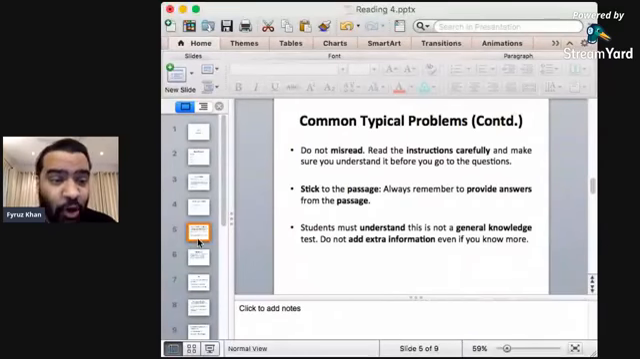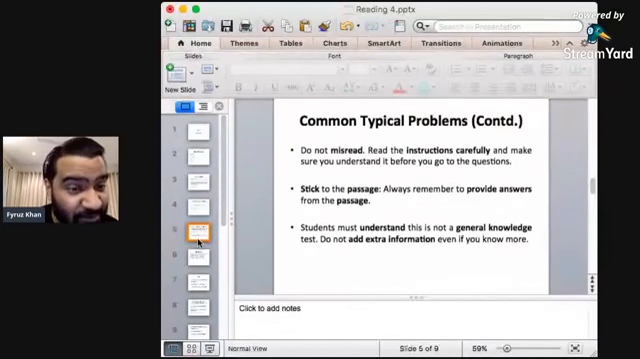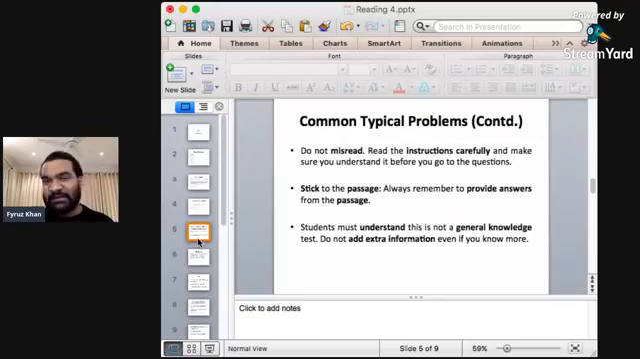IELTS will judge you on the basis of your reading material. Let's say there is a passage, and fortunately you've read that passage or you know about that subject. Don't get tempted to write more, or to put in your own information, because your test will be based on that specific passage, on those specific questions. We don't require your extra knowledge.